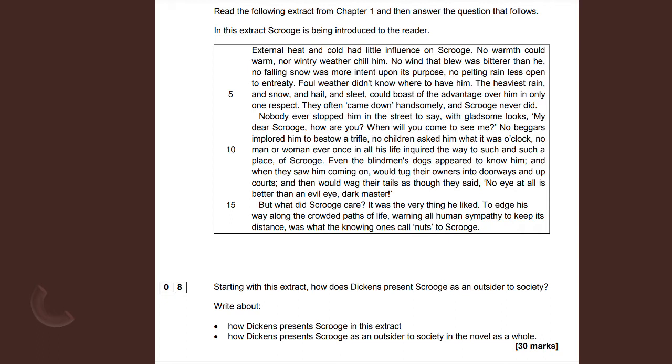Always, in the exam paper, you will be given hints as to what you could write about, which is very helpful. And it will always say something like this, write about: firstly, how Dickens presents Scrooge in this extract. And secondly, how Dickens presents Scrooge as an outsider to society in the novel as a whole. So there is your extract to whole. You write about Scrooge in the extract, and you write about Scrooge in the novel as a whole.